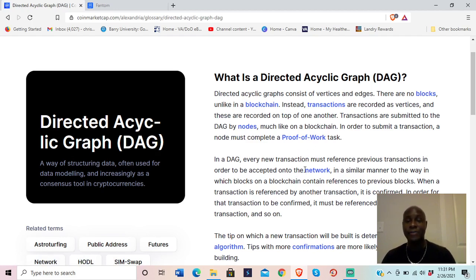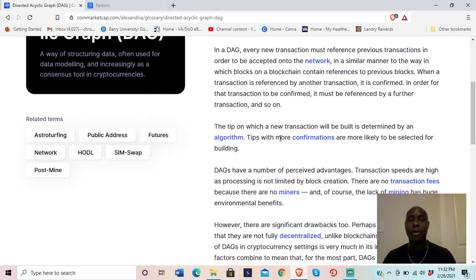In a DAG, every new transaction must reference previous transactions in order to be accepted onto the network, in a similar manner to the way in which blocks on a blockchain contain references to the previous blocks. When a transaction is referenced by another transaction, it is confirmed. In order for that transaction to be confirmed, it must be referenced by a further transaction, and so on and so on. The tip on which a new transaction will be built is determined by an algorithm. Tips with more confirmations are more likely to be selected for building.